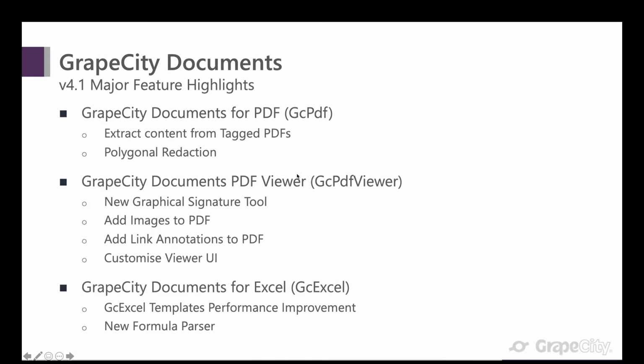So here is the agenda for the webinar. I will share details of the major highlights in the v4.1 release and demonstrate some of these features. In GrapeCity Documents for PDF, or GcPdf, we add the ability to extract content from tagged PDFs and apply polygonal redaction. In GrapeCity Documents PDF Viewer, our web-based viewer, or GcPdf Viewer, we add the new graphical signature tool that helps add graphical signatures over PDF documents, add images and link annotations over the PDF, and customize the viewer UI. In GrapeCity Documents for Excel, or GcExcel, we have improved the performance of template processing and added a new formula parser.